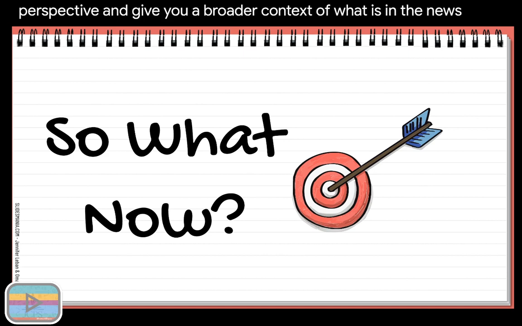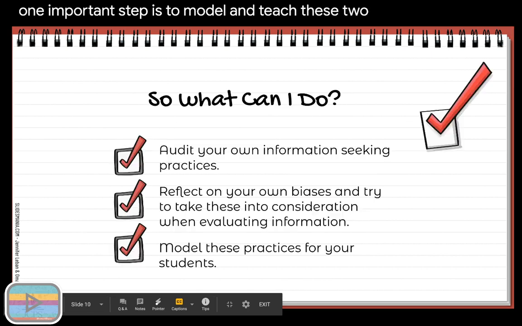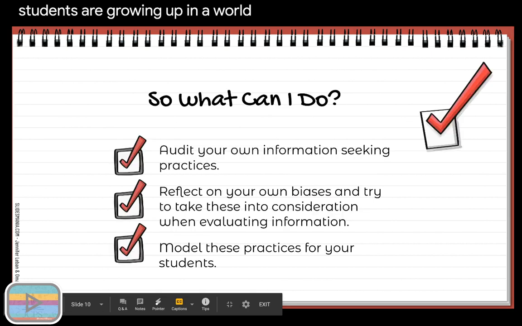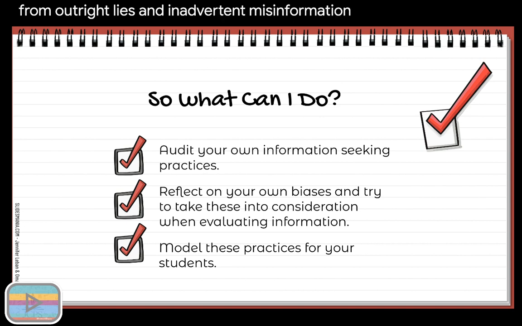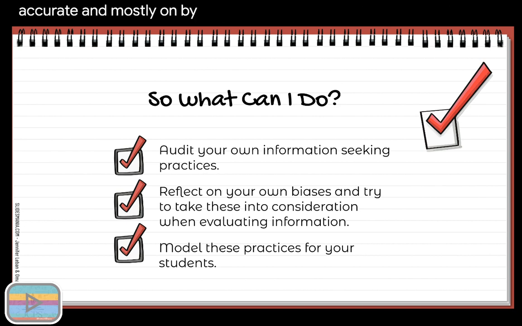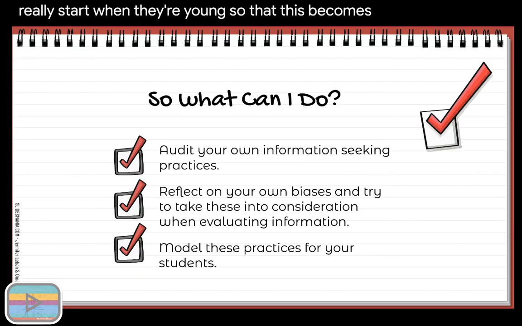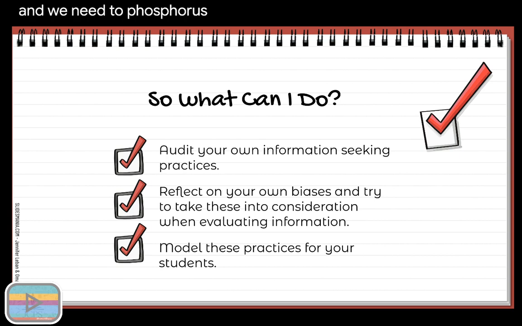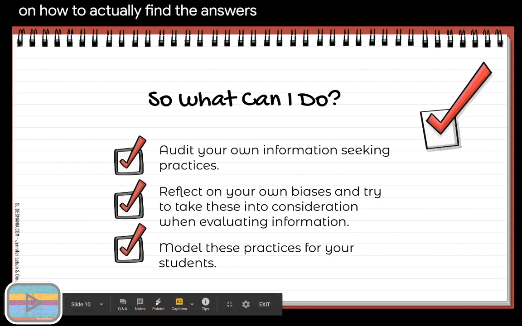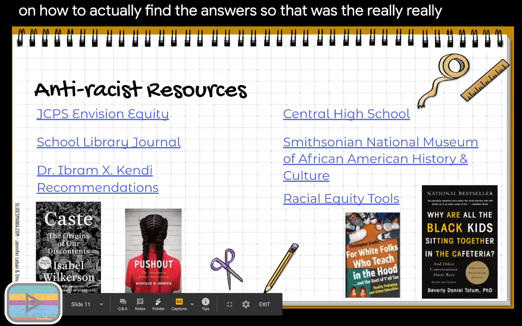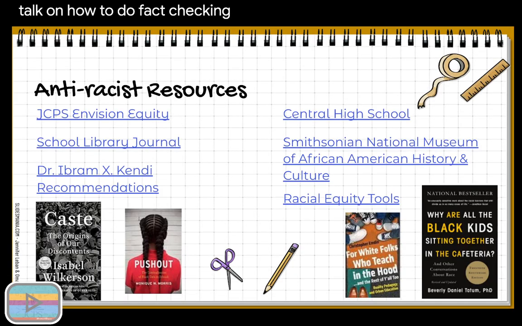And one important step is to model and teach these to your students. Our students are growing up in a world that bombards them with information, and we all know the quality of that information covers everything from outright lies and inadvertent misinformation, and hidden in there is accurate and mostly unbiased reporting. But I think it's only going to get worse, and we need to really start when they're young so that this becomes an ingrained skill. And we need to foster skepticism and questioning and guide students on how to actually find the answers. So that was the really quick talk on how to do fact checking. And of course, if you ever have any questions, just ask your school librarian or fire a question to LMS.